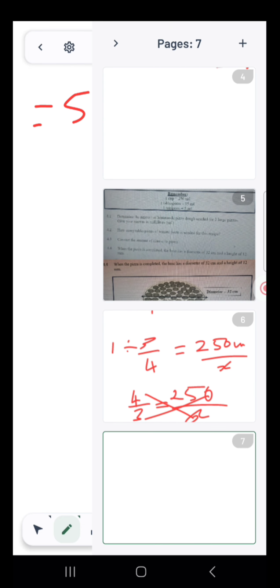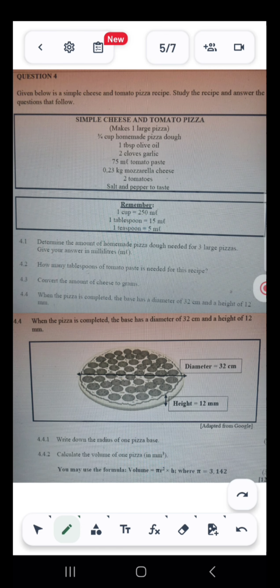Then the next question says, how many tablespoons of tomato paste are needed for this recipe? The tomato paste is 75 milliliters, and 1 tablespoon is 15 milliliters.